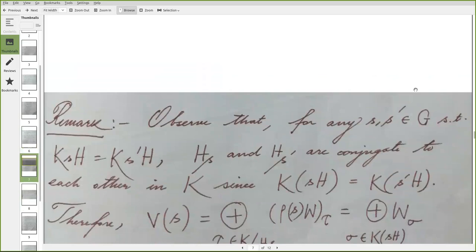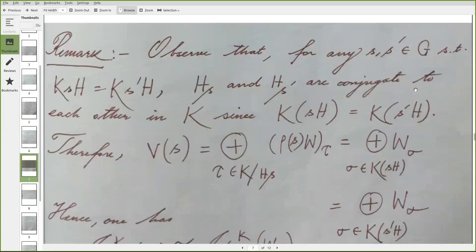Before we go ahead, we want to make a remark which is quite relevant here. Suppose we have two elements of G, S and S prime, which correspond to the same double coset. That means both SH and S prime H, these two elements, have the same K orbit in G modulo H.